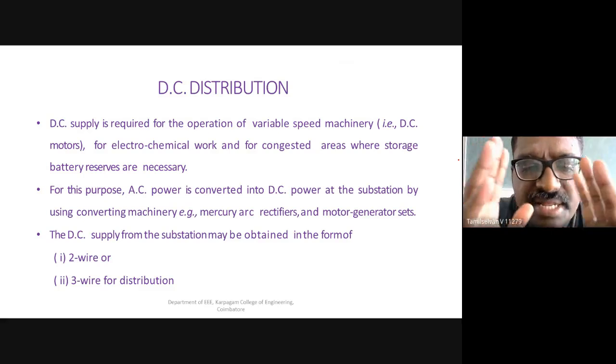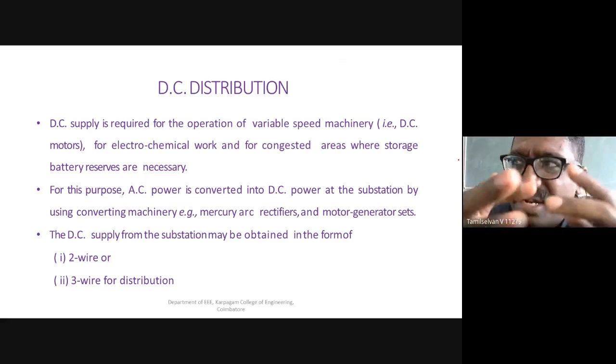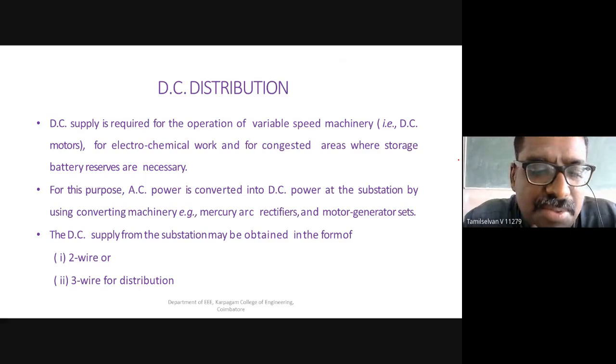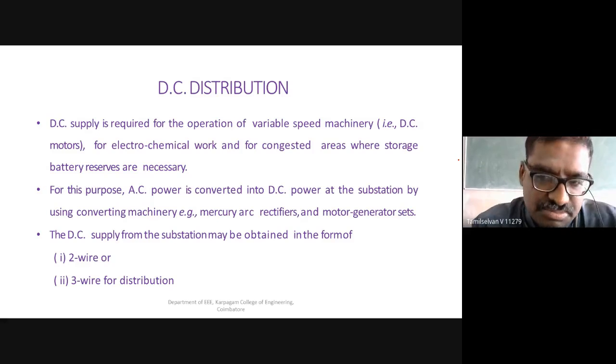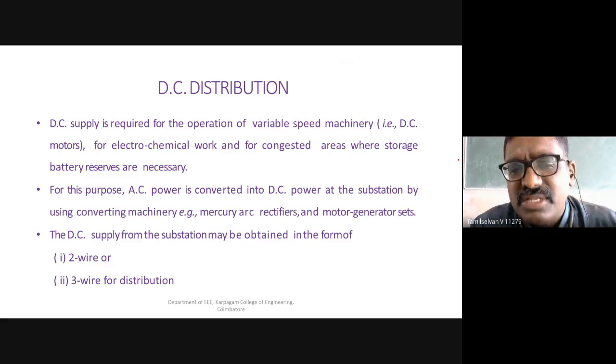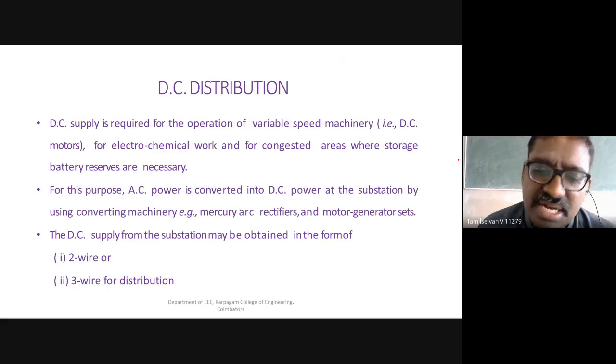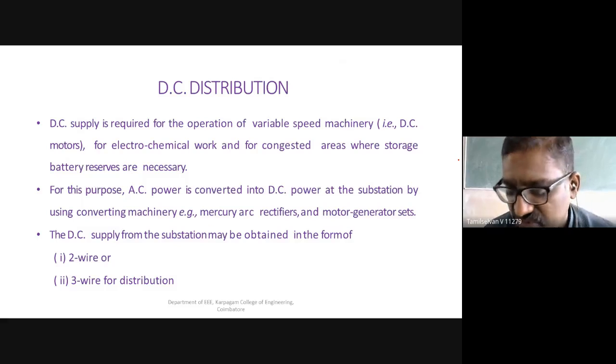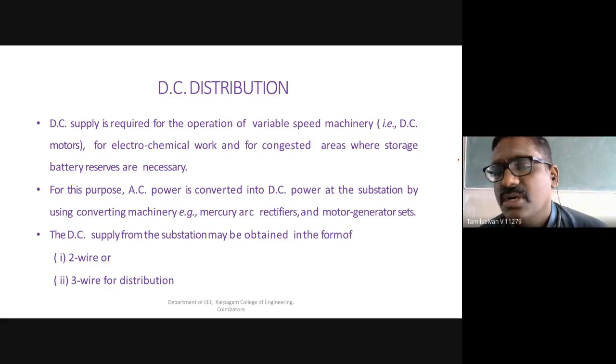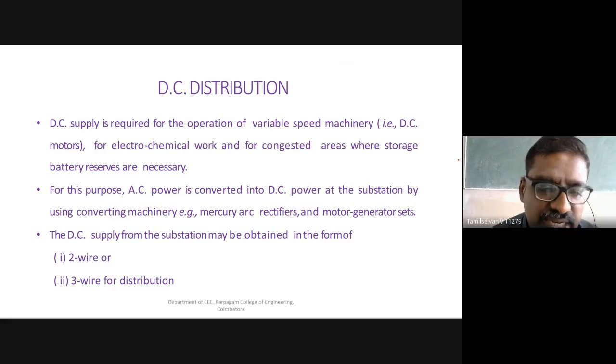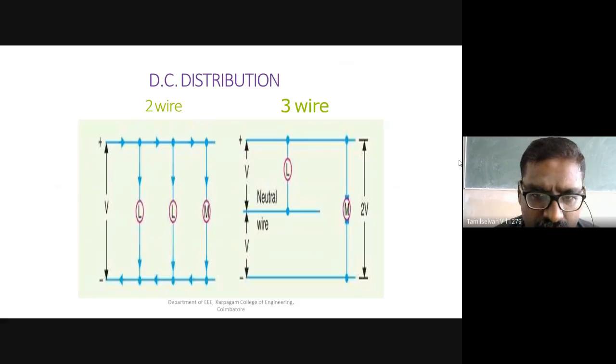Normally the DC supply from the substation may be obtained as a two-wire system or a three-wire distribution system. In the earlier days, we converted AC into DC through a rectifier system, where initially we used an electric rectifier, then we started with a motor generator set to generate the DC power.